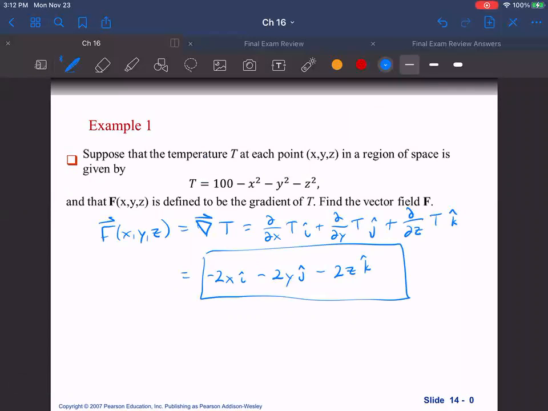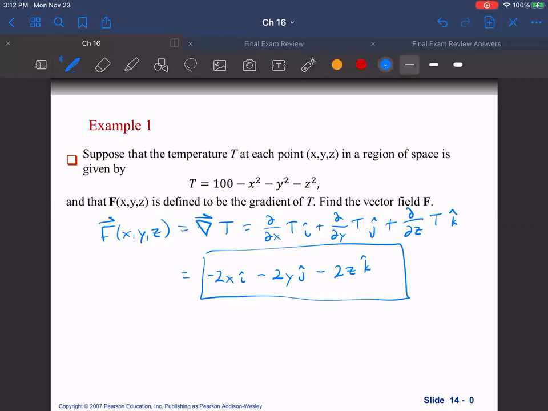Here, an example for you, it says, suppose that the temperature T at each point x, y, z in a region of space is given by T equals 100 minus x squared minus y squared minus z squared, and that F of x, y, z is defined to be the gradient of T. So find the vector field F. And so what we're saying is we want to find F, and F is the gradient of that. So we're looking into that.